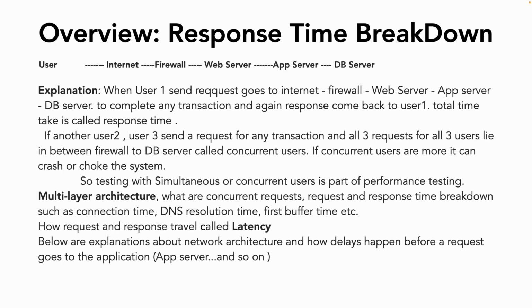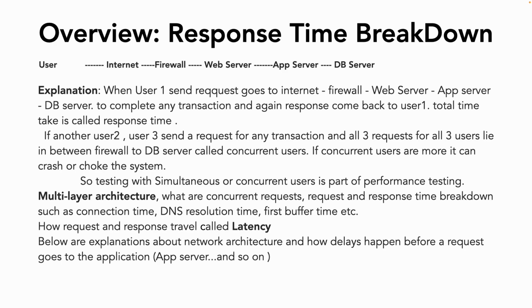First the user is there, and through the internet you will access, and after the internet the firewall is there, then our web server, app servers and DB servers. This is a multi-layer architecture. When any user sends a request, it goes to the internet, firewalls, web servers and app servers, and at last it goes to the DB server. It fetches the record from the database, and the response comes back to the user.